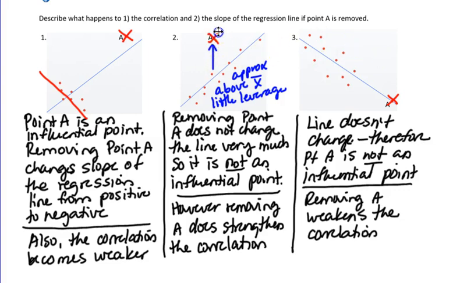This one's not influential because it is above the x bar, so even though it's not consistent with the rest of the data, it doesn't make a lot of change in the regression line, even though removing that point does strengthen the correlation a lot. This point does have high leverage, but it's in line with the rest of the data, so it's not influential. It does not change the line much, but it does weaken the correlation when we remove it.